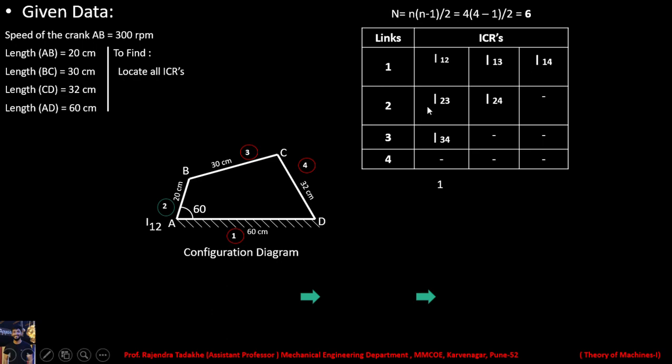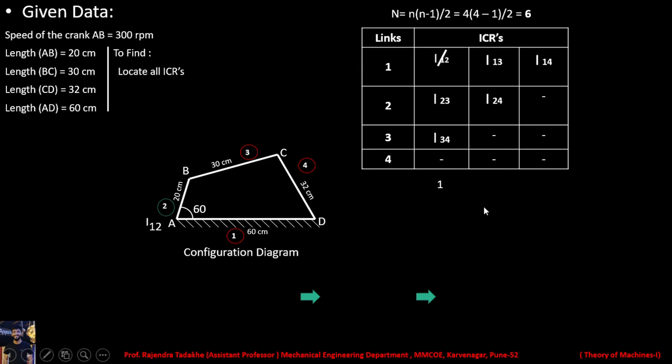Similarly, when we go for the second link, keep 2 as a constant and keep changing the second digit. So here I23, I24. Then again for link number 3, I34. So how many ICRs are we having here? 1, 2, 3, 4, 5, 6. Yes, we have a total of 6 ICRs and we have made the list of 6 ICRs.